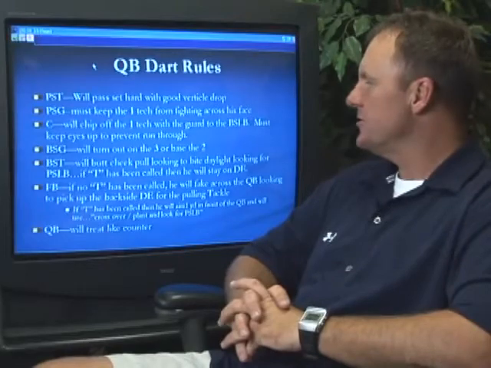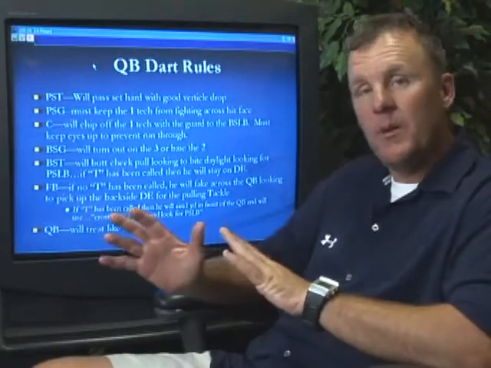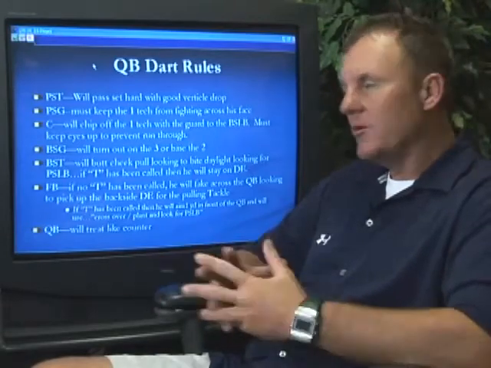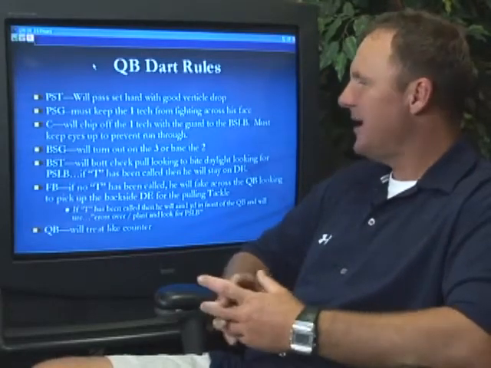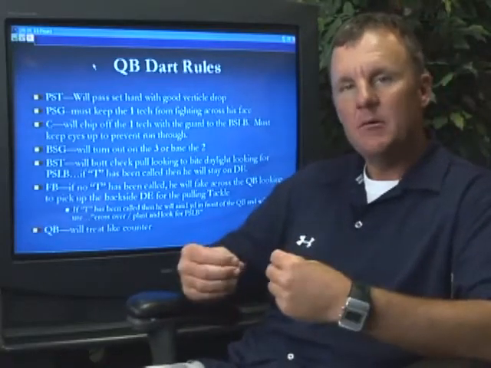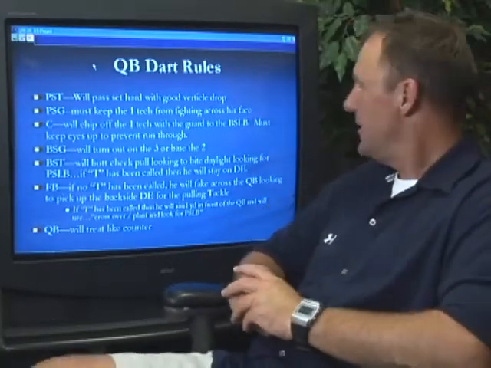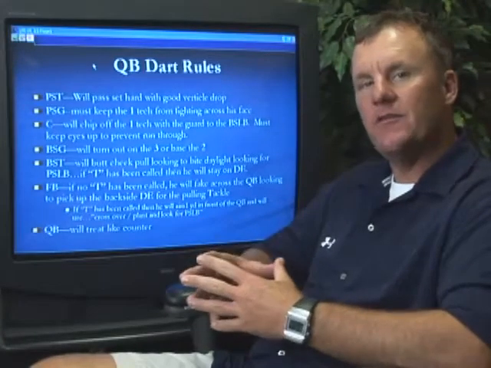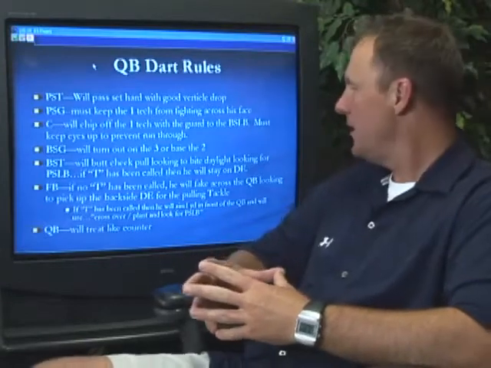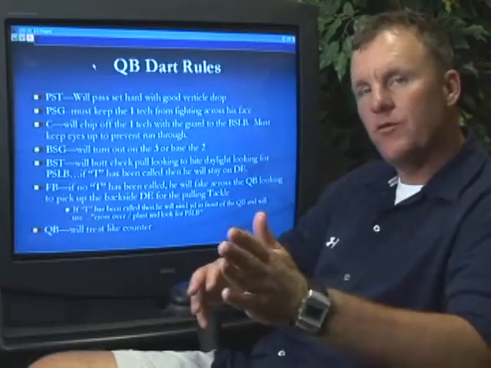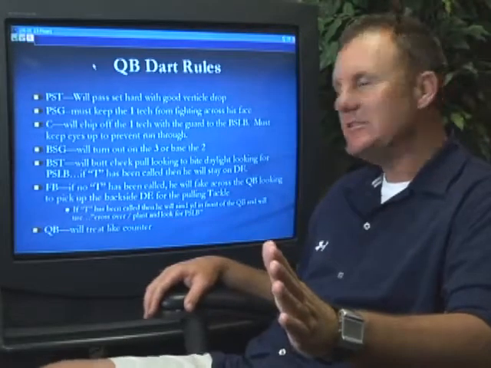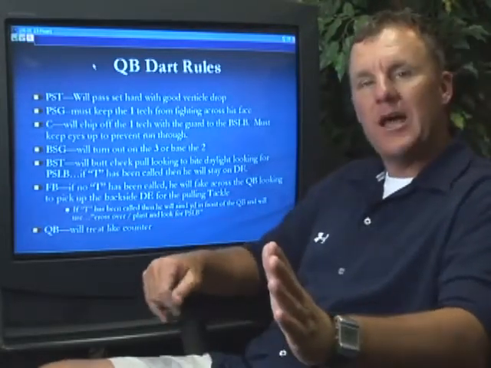Your backside guard is going to turn out on a 3, or he's going to base the 2 technique. Your backside tackle, again, is going to butt cheek pull, looking to bite daylight for the play side linebacker. If he hears T attached to the dart, then he knows to stay on the defensive end. The fullback, if no T has been called, he'll fake across the quarterback, looking to pick up the backside defensive end for the pull and tackle.